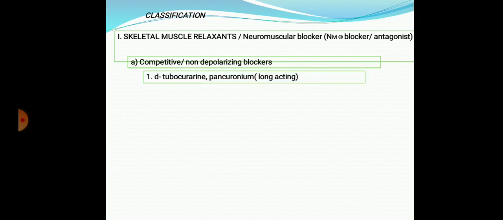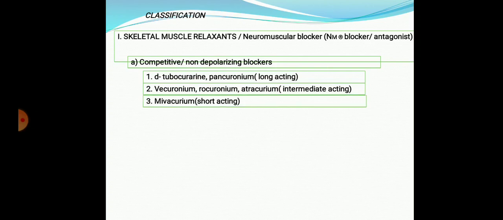The next point. Examples: d-tubocurarine or pancuronium, which are long-acting drugs. Second, vecuronium, rocuronium, atracurium, which are intermediate acting. Atracurium, kindly refer back, is a drug which shows Hofmann elimination, a rare type of biotransformation. Mivacurium is a short-acting drug, useful in intubation procedures and very short procedures.